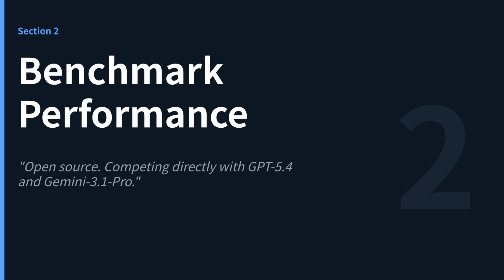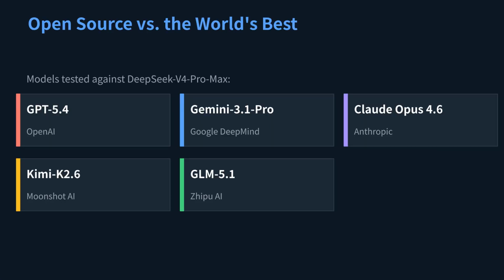Now let's look at the results. DeepSeek-V4 Pro Max has been tested against GPT 5.4, Gemini 3.1 Pro, and Claude Opus 4.6, the best proprietary models available right now. These are models that cost hundreds of millions of dollars to develop and run. DeepSeek-V4 Pro is open source, downloadable, and fine-tunable, and it is competing directly on the same leaderboards. That by itself is a remarkable statement about where open-source AI now stands.